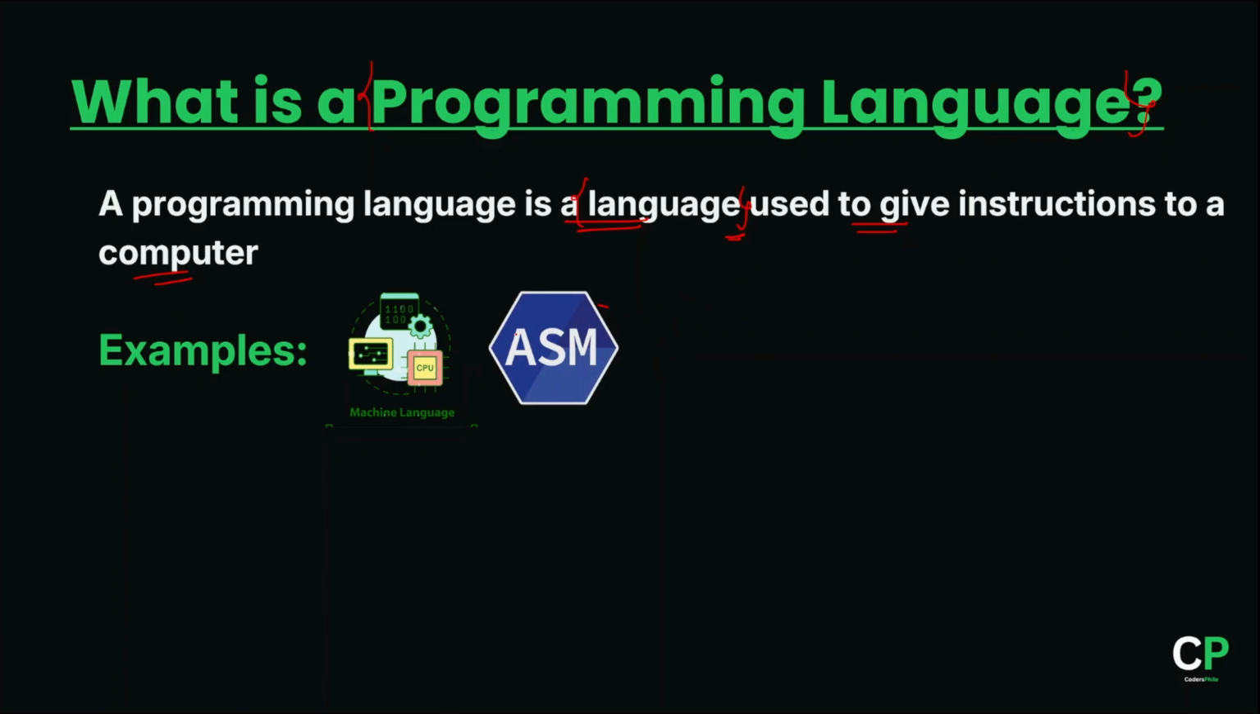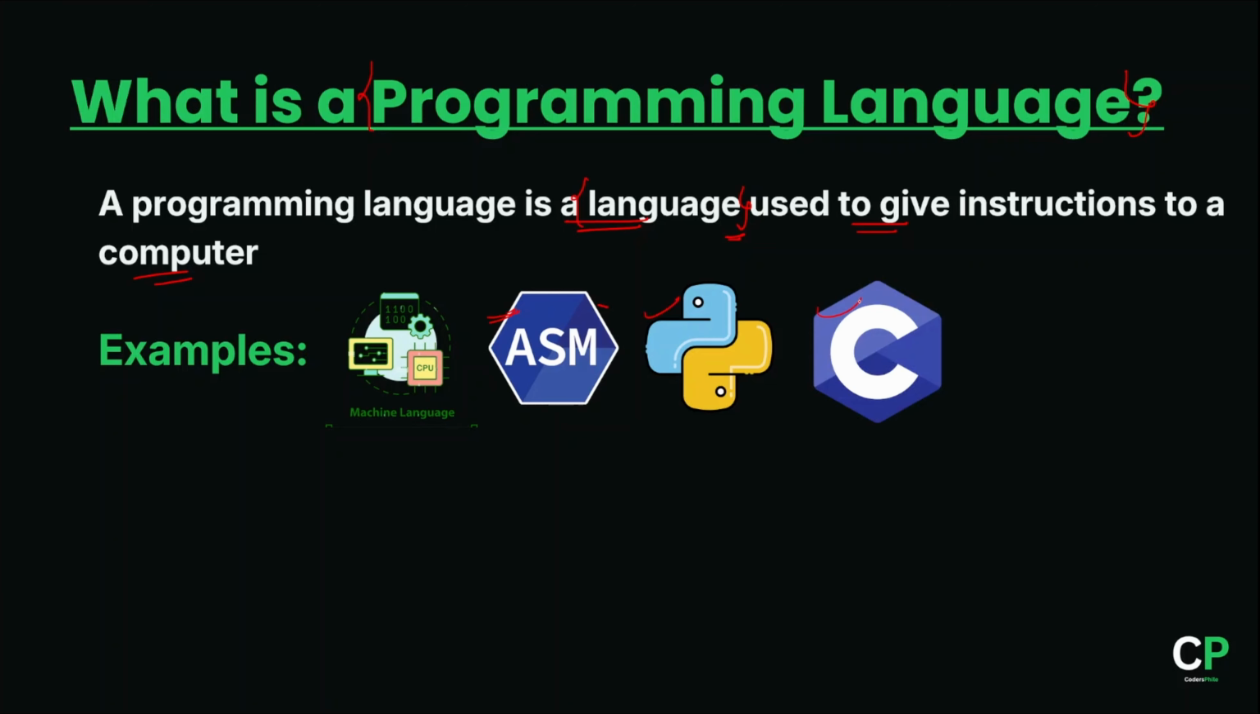Then we have assembly language, which is also a programming language. Then we have Python, C, and Java. These are all examples of programming languages. So what is it? These are the languages that are used to give instructions to a computer. So this is known as a programming language.